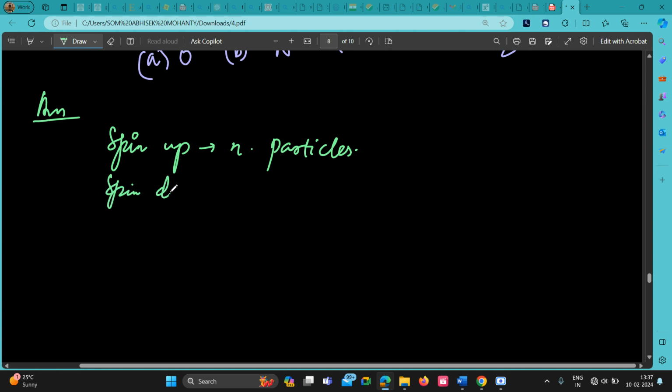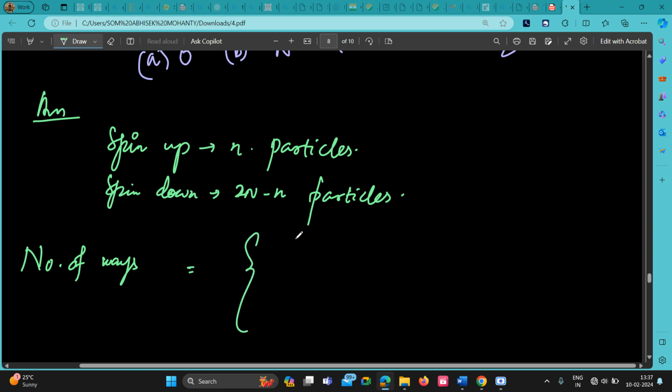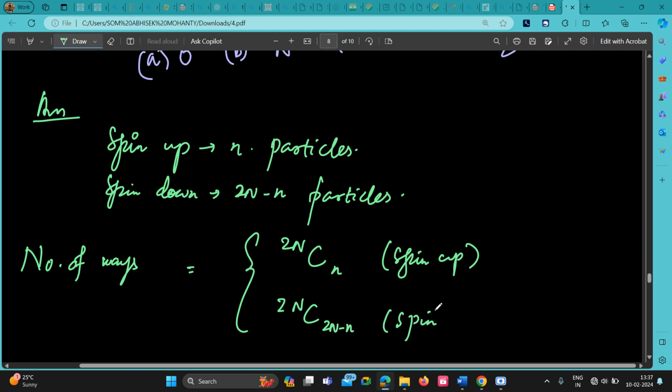Spin down will be, total is 2n, so spin down will be 2n minus n particles. So the number of ways for arranging these particles will be what? 2nCn for spin up, number of arrangements, and 2nC(2n minus n) for spin down.